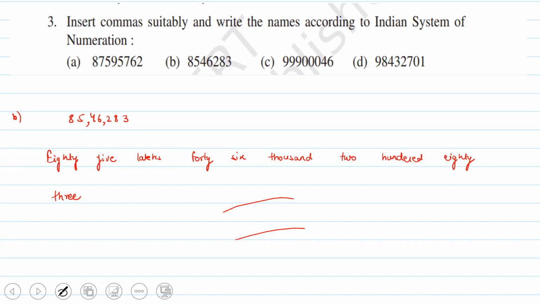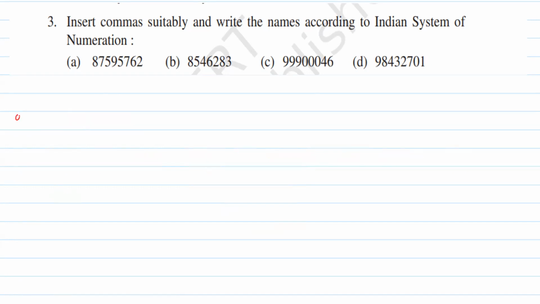The next part, which is the C part, put the commas first. So it will be after 2 and then 2. So it will be 9 crore 99 lakhs. And because we have zeros here, so we do not need to write 0,000s or something. We normally write 46. That's it.